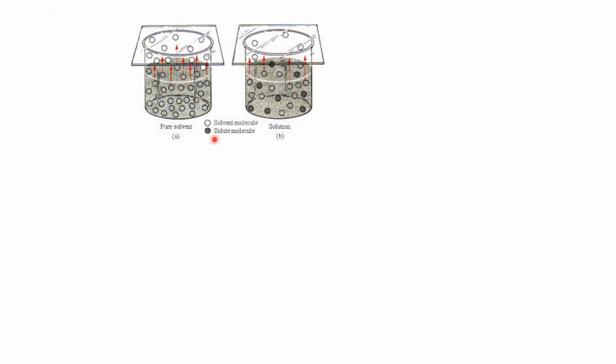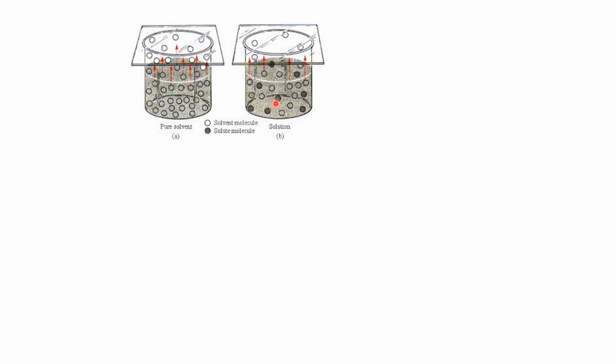Now, why is it so? Here we have taken a pure solvent in a closed vessel. This pure liquid is volatile, so it is slowly converted to vapor, and the vapors are present above the liquid. When this vapor exerts pressure on the surface of the liquid, that is the vapor pressure of this pure liquid at that particular temperature.